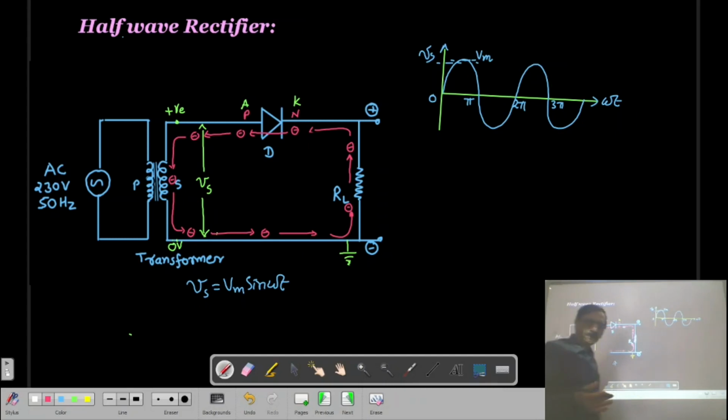Now, what is the direction of the current? That is always opposite to the flow of the electron. So here, if you see the electrons are moving in this direction, it means the current is flowing in this direction. This is the flow of the current. Remember, whatever the current is flowing in the RL, that is known as the load current IL.